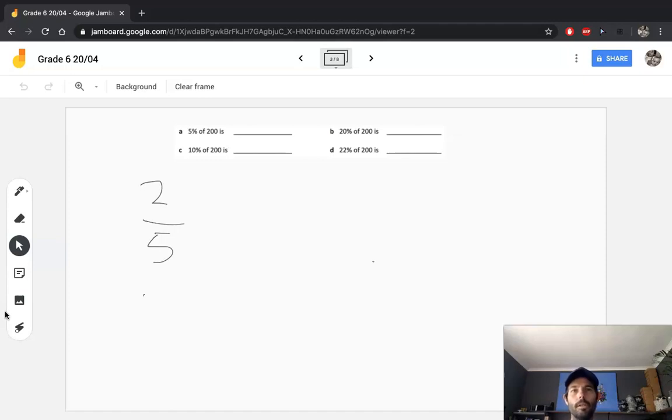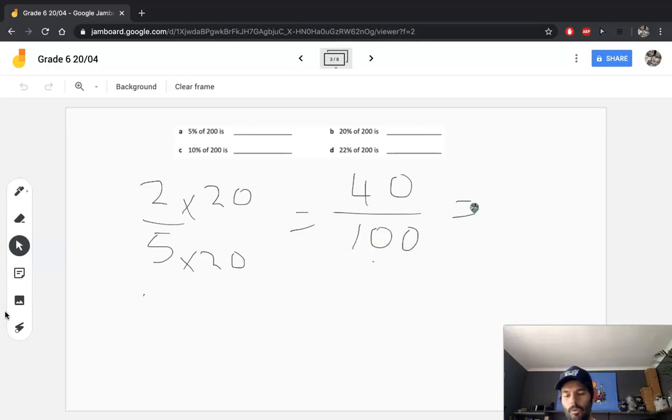So my denominator needs to be 100. So how do I convert 5 into 100? I multiply by 20. And we know that whatever I do to the denominator, I do to the numerator. Now I've got 40 out of 100, which equals 40%.